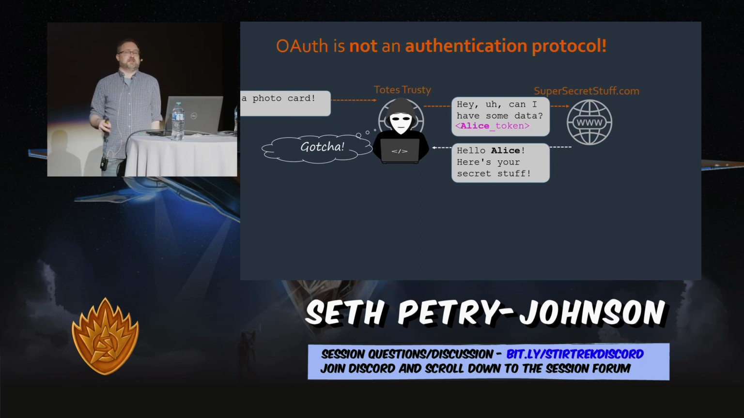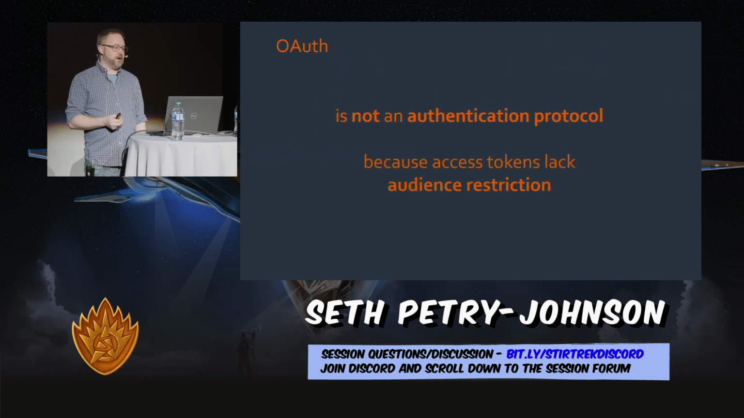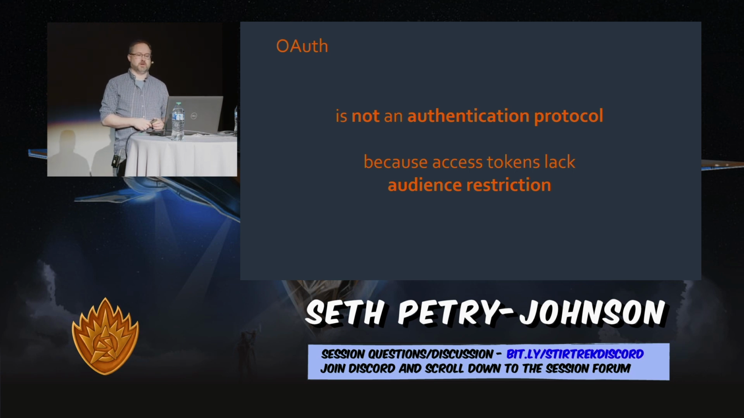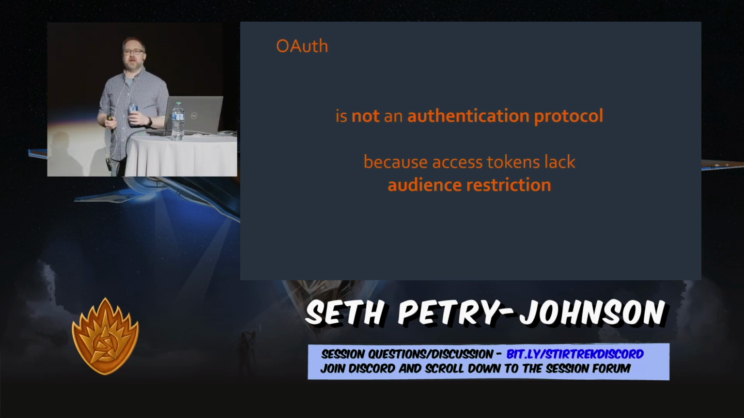Now, neither of those sites has any more access to her Facebook data than she authorized, right? They have access to her photos and her email address. But by misusing the access token, supersecret stuff failed to secure her data on their site. This happens because OAuth access tokens do not have audience restriction. This is a problem with bearer tokens in general. Supersecret stuff had no way to know they were being given a reused access token. That's why you can't rely on an access token as proof of authentication, even if you can trade that token for information about the identity that authorized it.